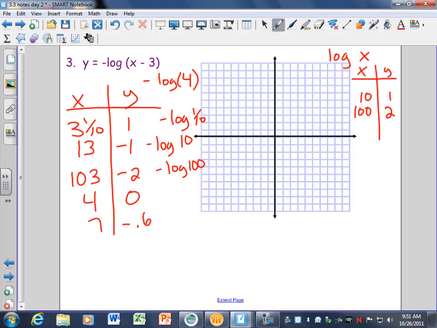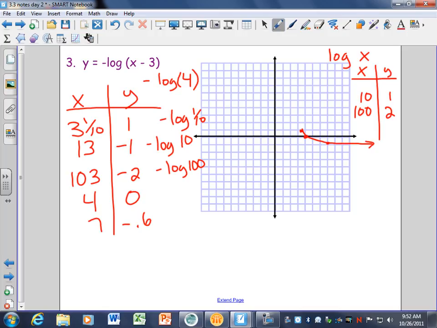Okay, let's see. 3 and 1/10, 1. 13, negative 1, I'm not going to graph that. 103, negative 2, I'm not going to graph that either. 4, 0. 5, 6, 7, negative 0.6. What am I doing wrong? 4, 5, 6, 7, negative 0.6. Oh yeah, okay, I'm good. Sorry, it's flipped. You're right. I was like, there's something terribly wrong here. And then 13 would get me down here to negative 1. So it's going like this now. Do you agree with that?